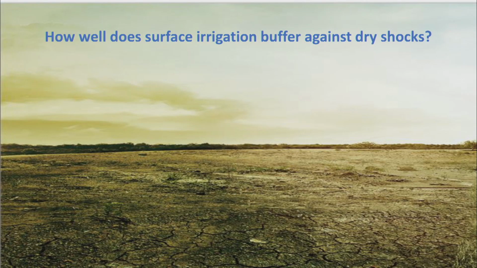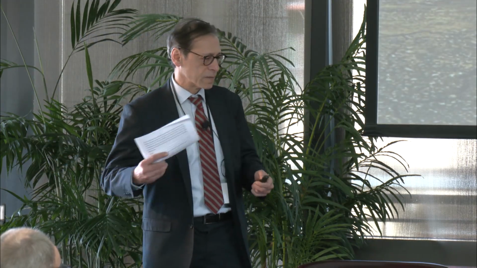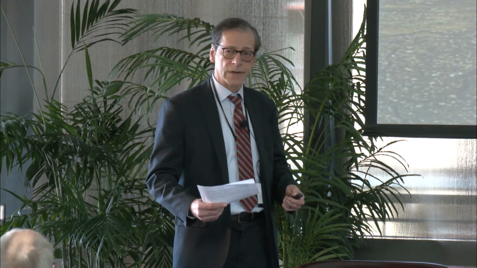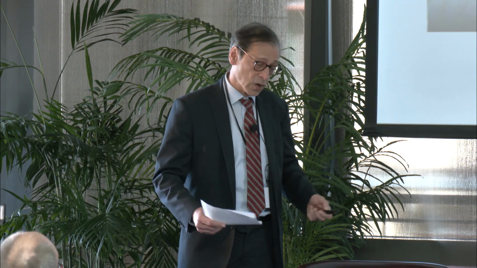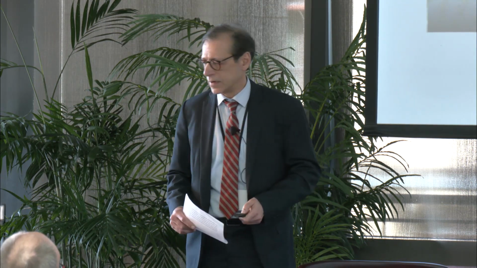So now let's ask ourselves this really important question. Massive investment in surface water irrigation. How well does the surface water irrigation buffer you when you get a 1 standard deviation or more shock? And here we follow a whole bunch of papers, some published in very good journals like the American Economic Review, and just replicate what they've done with actually global data and then zoom into India. And this is what we actually find.